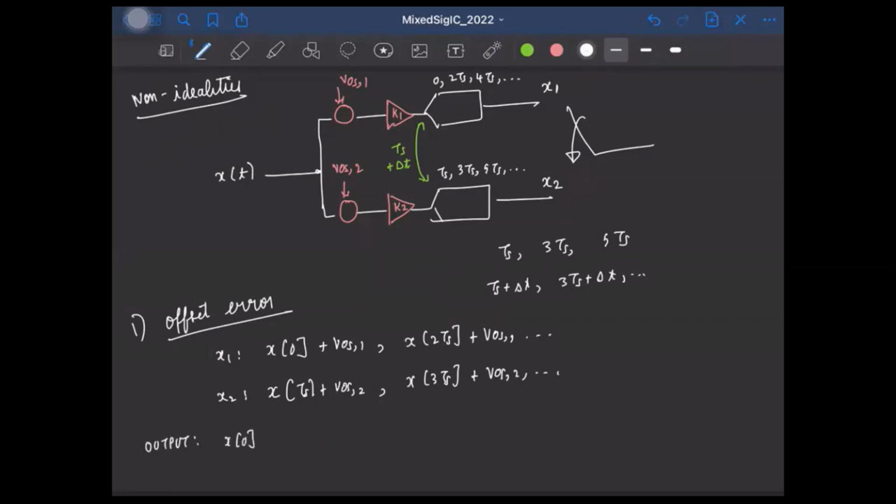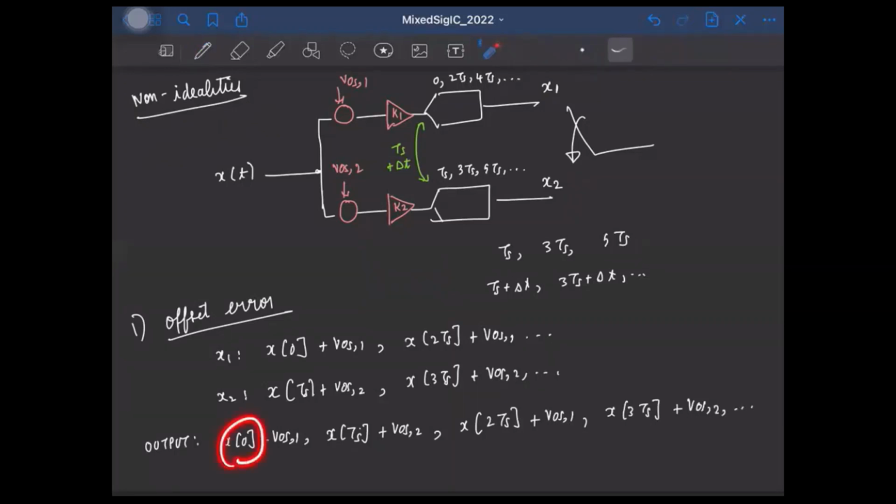Right, so finally, when you multiplex between these two, the final output samples will be x of 0 plus VOS1. Next will be x of TS plus VOS2, right? And the third sample will be x of 2TS plus VOS1. This will be x of 3TS plus VOS2, and so on. Okay. So in this, these are the terms that we need, right? Along with it, we also have an error signal, and this error signal is this, right?